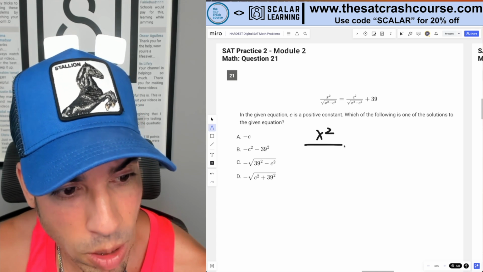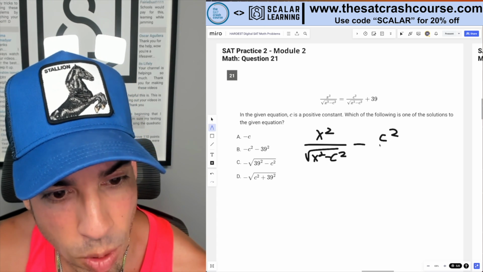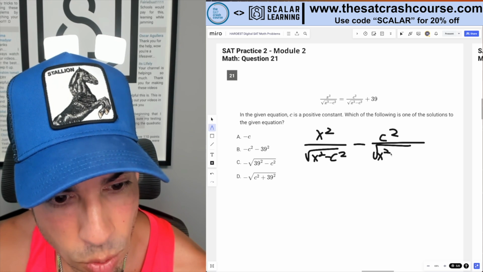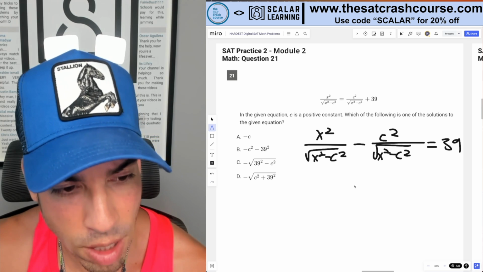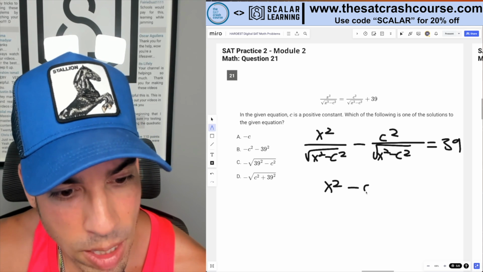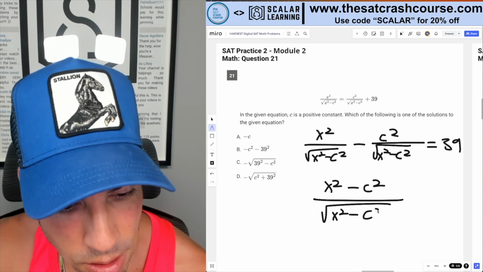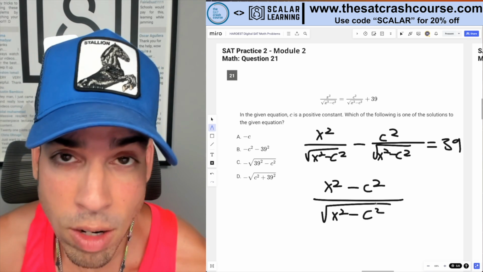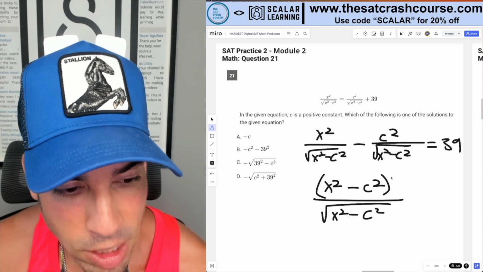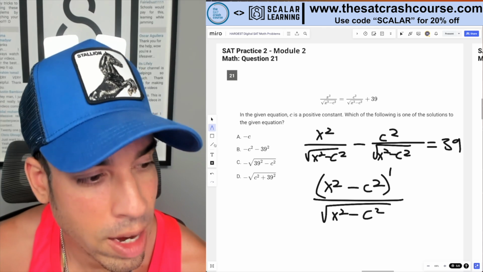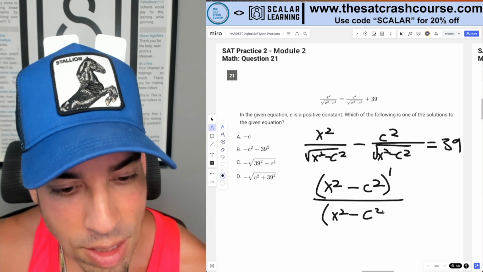So I've got x squared over the square root of x squared minus c squared, and then over the square root of x squared minus c squared, and this equals 39. Now I can bring these together since I have common denominators. We get x squared minus c squared over the square root of x squared minus c squared. Okay, so you might still be like, well, I don't really know where to go from this, but remember, you can say this whole thing, since there's no exponent, is really to the first power. And square root, if you remember the rational exponent equivalent, is really to the 1/2 power.